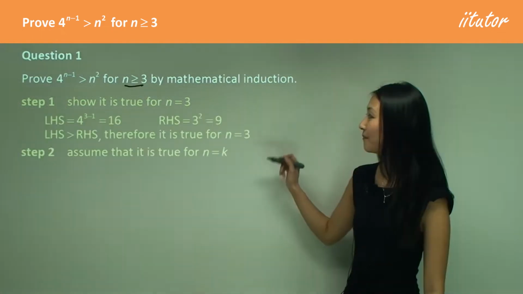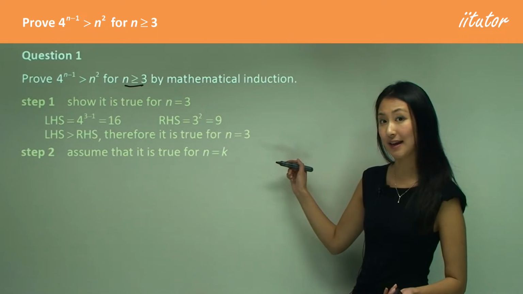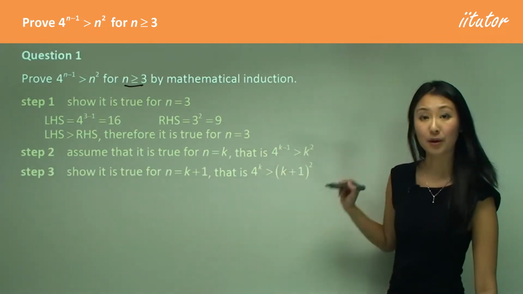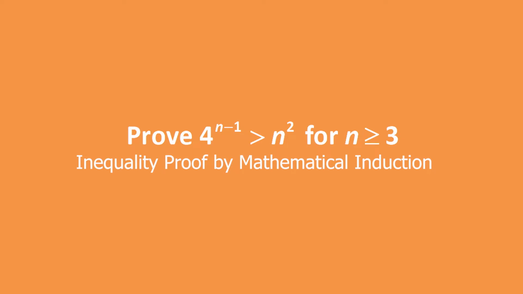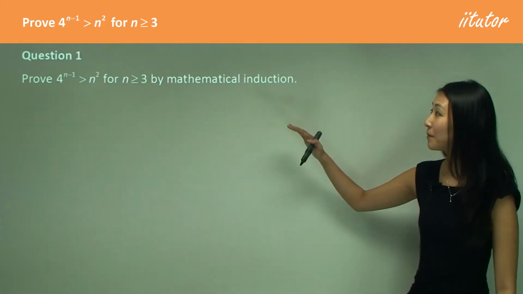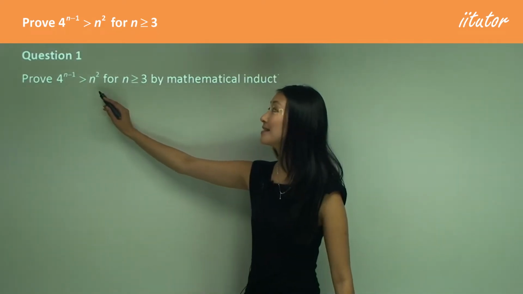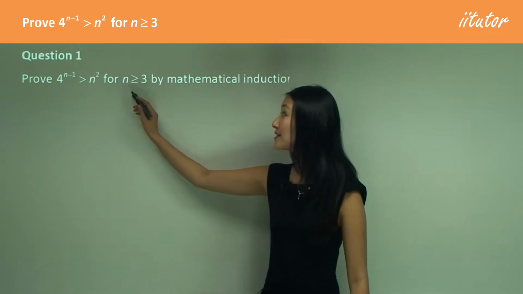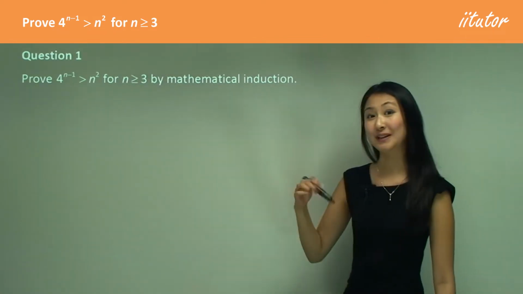In step 1, in step 2, we want to make the assumption that's true for n equals k. So this is what we want to prove. We want to prove that 4 to the power of n minus 1 is greater than n squared, for n greater than or equal to 3, by mathematical induction.